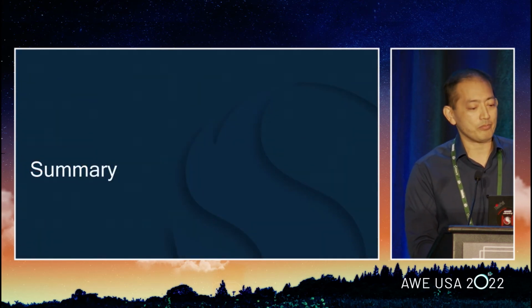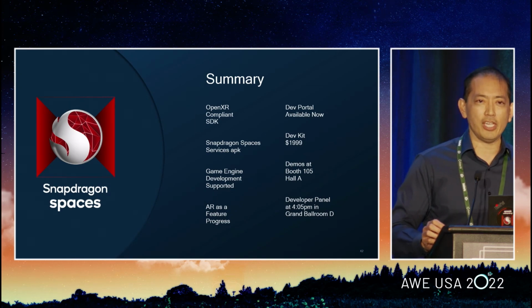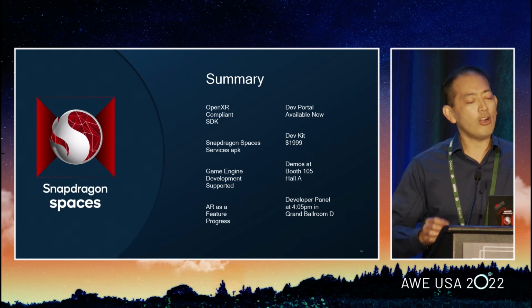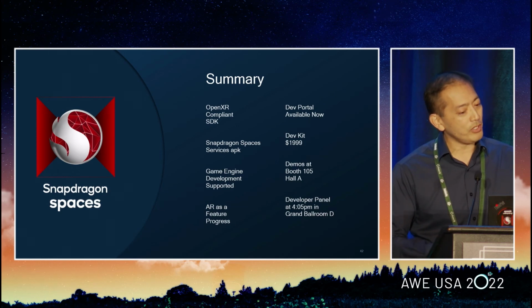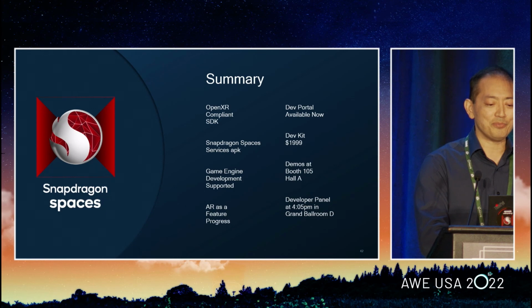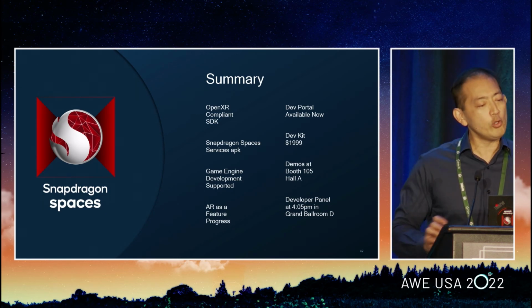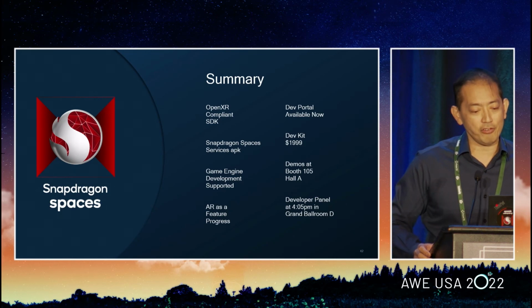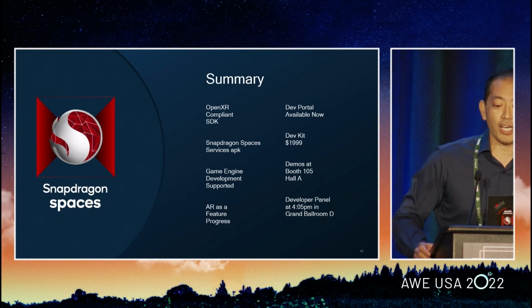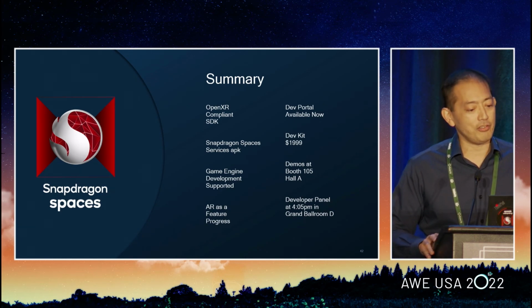Let's wrap up. Snapdragon Spaces is our OpenXR compliant SDK for AR glasses. Our apps are built for specific Android phones and leverage a Snapdragon Spaces APK to deliver our OpenXR runtime. We support Unity and Unreal Engine and are working on a new form factor we call AR as a feature. Our dev portal is live and available now, where you can apply to our programs or order our dev kit for a discounted price of $19.99 in the US.